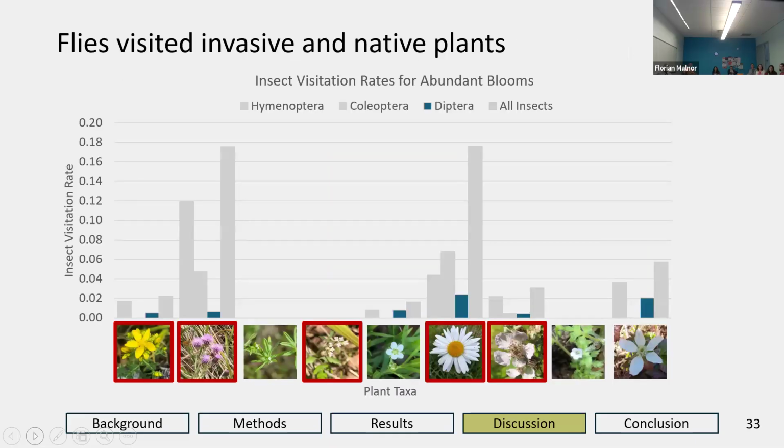So if we look at the visitation rate for flies, they also were visiting invasive plants as well as native plants. So they can adapt too. All of these insect species are able to get nectar or pollen from invasive plants. And that means that they're probably going to be okay, even if the native plants are declining. But just because that's good news for the pollinator community, that doesn't necessarily mean that the entire ecosystem is going to be okay.